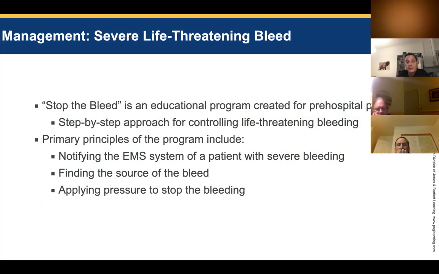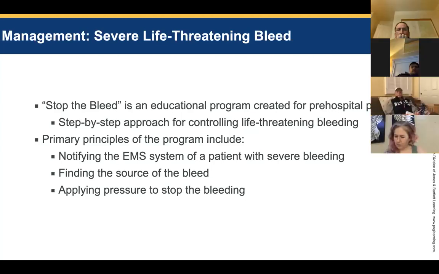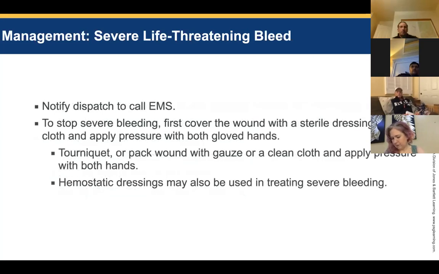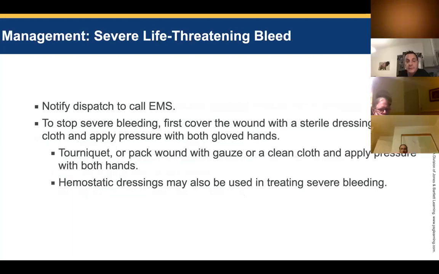Stop the Bleed is an educational program created for pre-hospital providers. Step-by-step approach for controlling life-threatening bleeding. Primary principles of the program include notifying the EMS system of the patient with severe bleeding, finding the source of the bleeding, applying pressure to stop the bleeding, notify dispatch to call EMS, further care, stop the severe bleeding, cover the wound with sterile dressing, clean cloth, everything we've been talking about. A tourniquet or pack the wound with gauze or clean cloth and apply pressure with both hands.